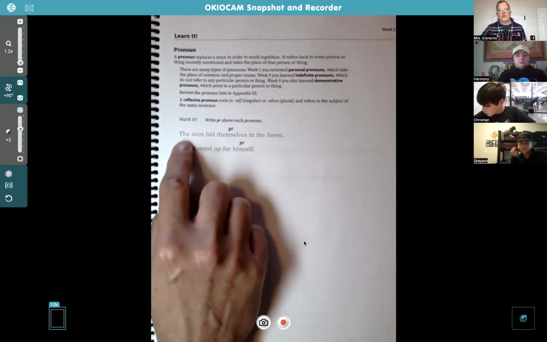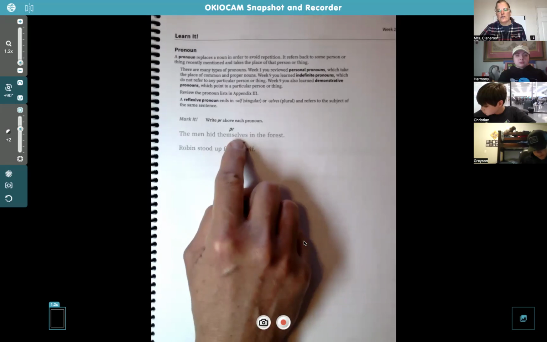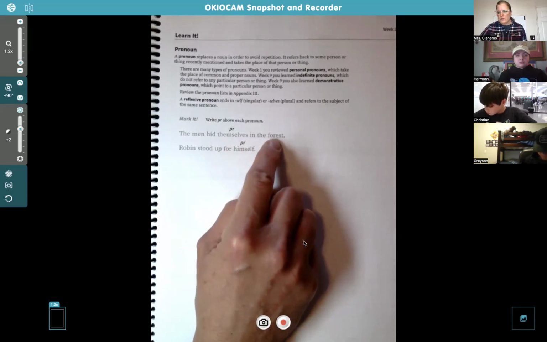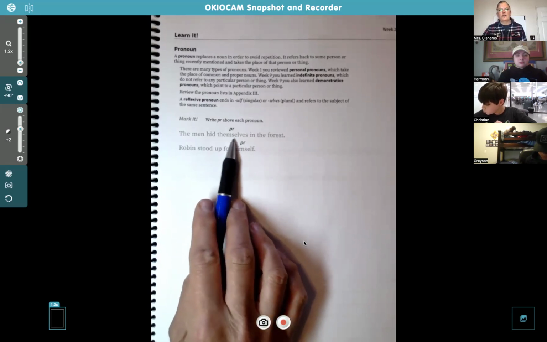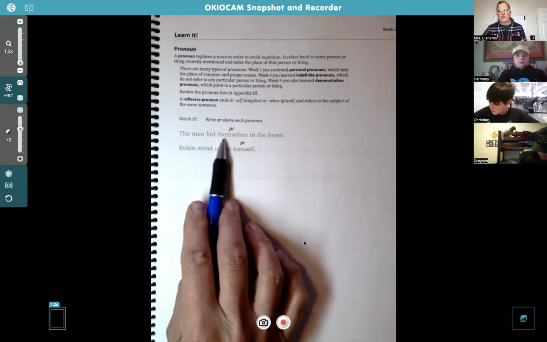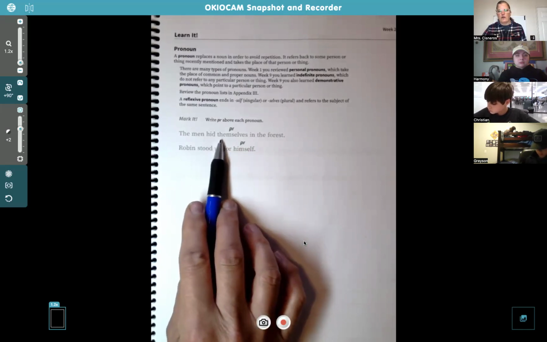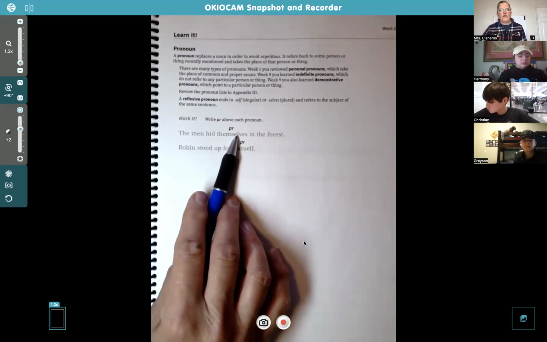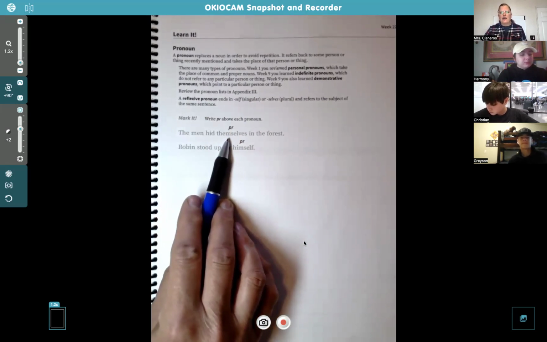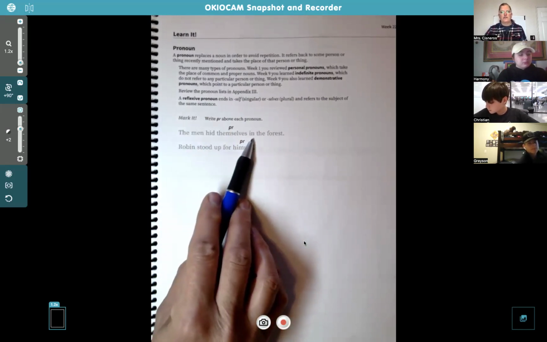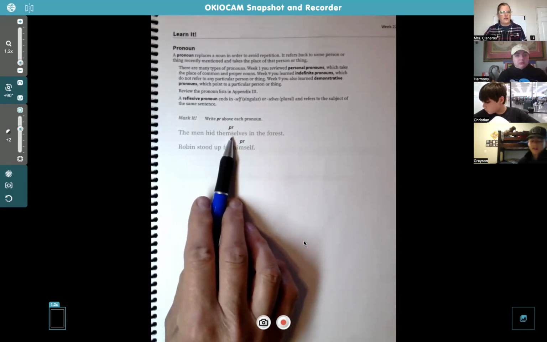So the first example says, the men hid themselves in the forest. So that word themselves is a reflexive pronoun. It's plural because it has a V, their selves, themselves. We know them is plural. And it's referring back to the men. And we know men is also plural. If it was man, it's singular. But since we have men, more than one, we're going to refer back to them as themselves. So the men hid themselves in the forest, and that's still a pronoun, so it's PR.